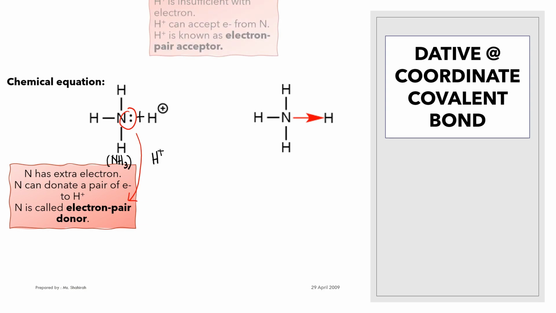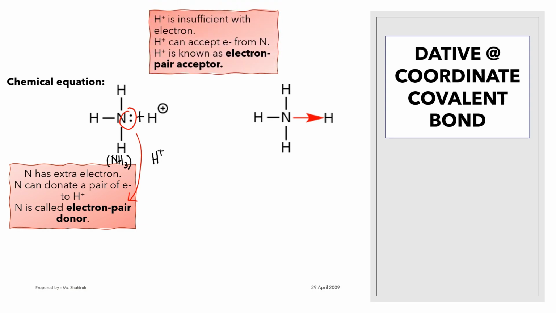Meanwhile, for the hydrogen plus ion, H+ is insufficient, kekurangan dengan electron. So H+ can accept electron from nitrogen. H+ can accept electron pair. Okay, terima sepasang elektron iaitu sebanyak 2 elektron daripada nitrogen. But please remember, hydrogen bukan sekadar accept saja, it will accept and share the electrons dengan nitrogen. So H+ is known as electron pair acceptor because dia akan terima elektron daripada nitrogen.